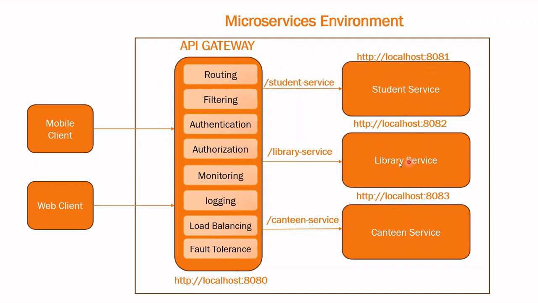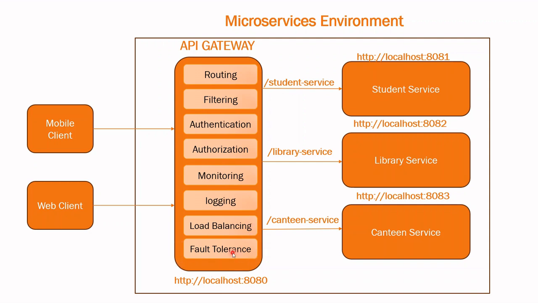If you want to fetch the library data, all the books available inside your library, you can fetch them with this URL: localhost:8082/getBooks. So you can hit the library service individually, the student service individually, and the canteen service individually with the help of these endpoints. But if you want to use the route concept with the help of the API gateway, how can you do so? That is what we are going to understand.